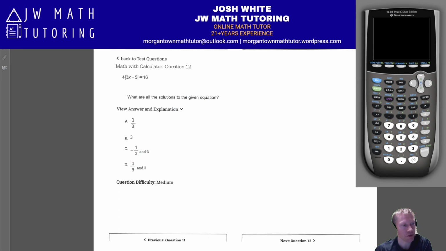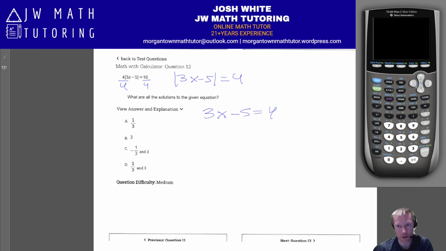Okay, question number 12. We have an absolute value equation. So the way you would solve this initially is first isolate the absolute value expression. And then after you've done that, so divide by 4 on both sides, then you can set up two equations and you can solve each of them.